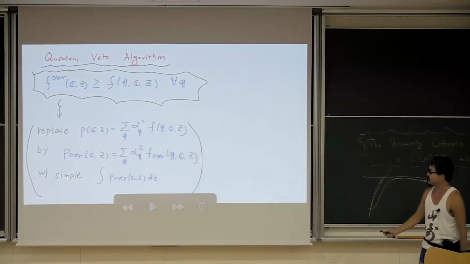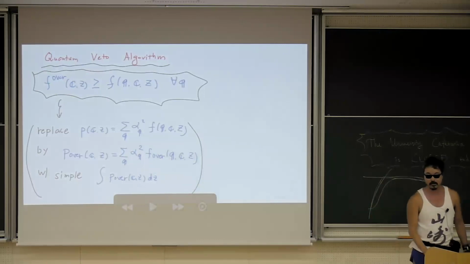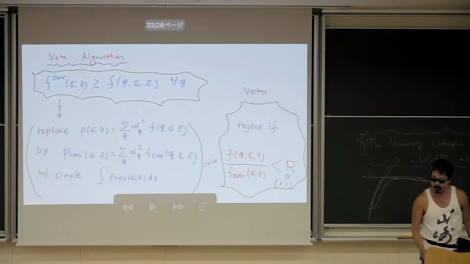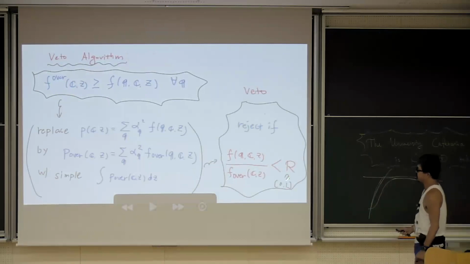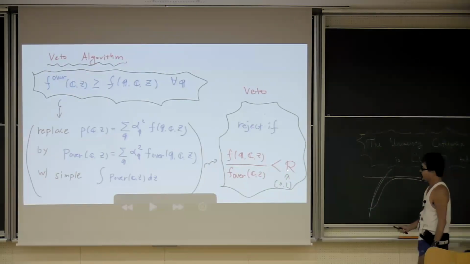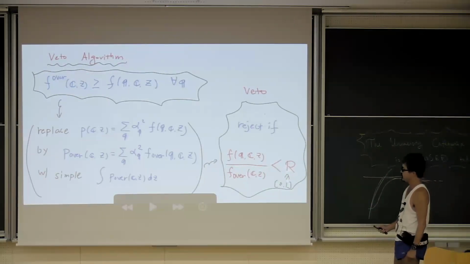Of course, this is not the original answer, so you have to do something to correct it. In the classical setup, people do the Veto procedure. Namely, this is the original probability distribution, and this is the larger one. Then choose some uniformly distributed parameter between 0 and 1.